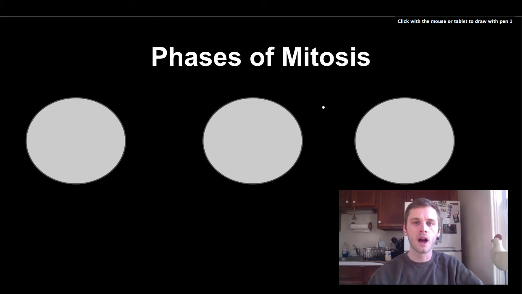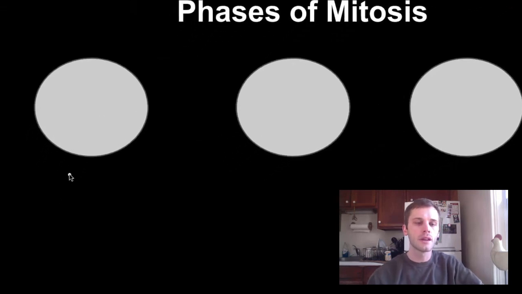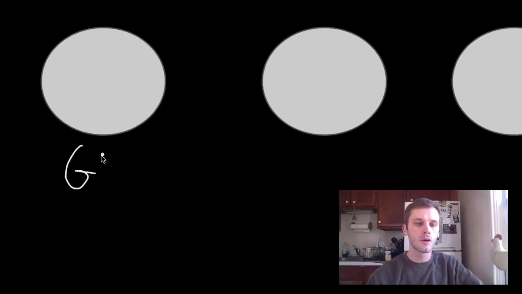Alright, so right now we're going to draw through the different phases of mitosis. The first phase we start off with is the G1 phase. And we're going to pretend our cell has two chromosomes to start. So we're going to draw the two chromosomes right here. And during the G1 phase, pretty much what's happening is growth of the cell.